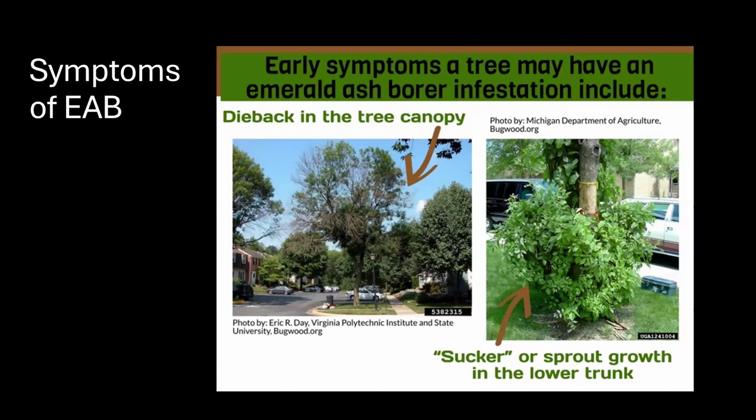Also, if you start to see a lot of suckering or sprout growth at the bottom of your tree, that can also be the result of the tree itself starting to die off, and so you have suckers that are growing out from the base.